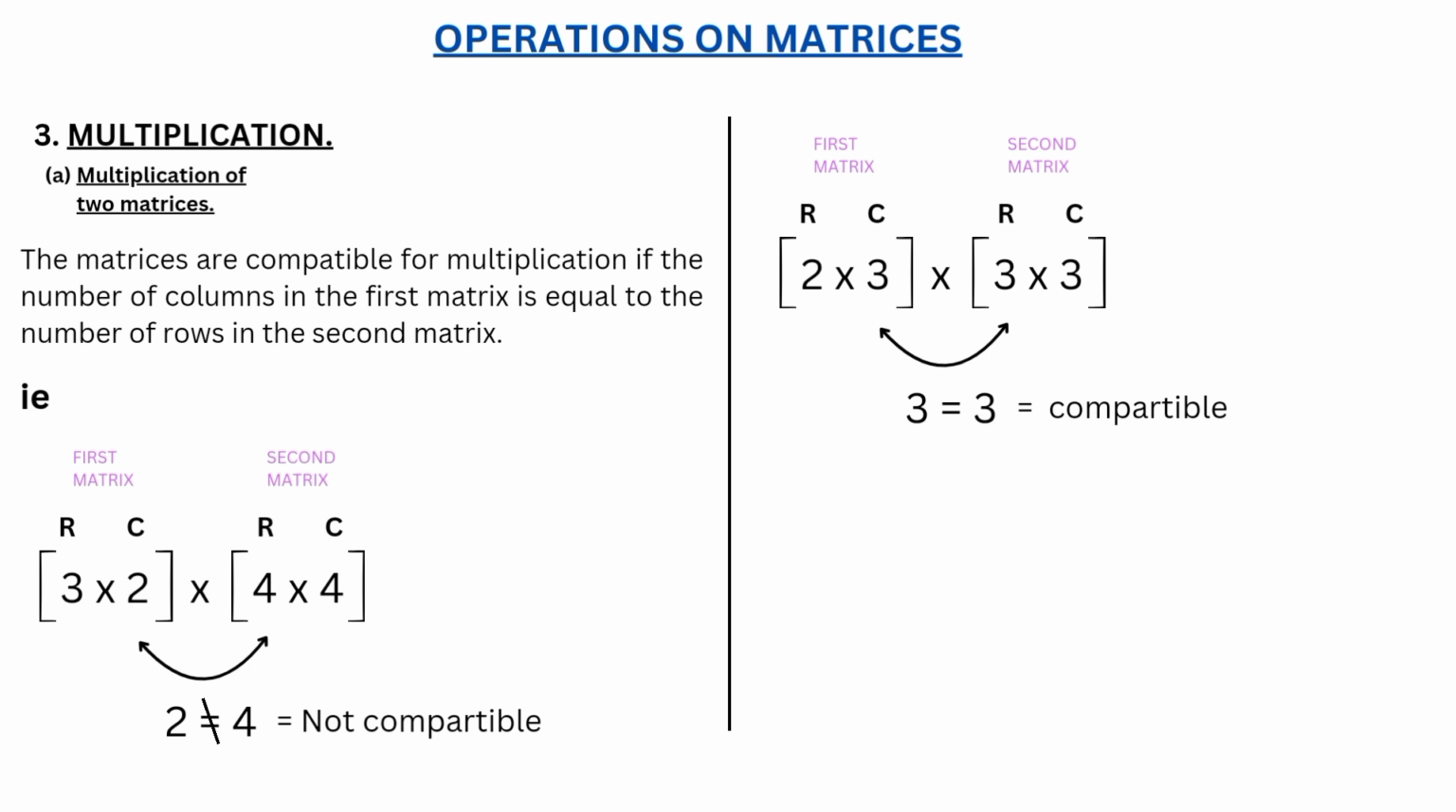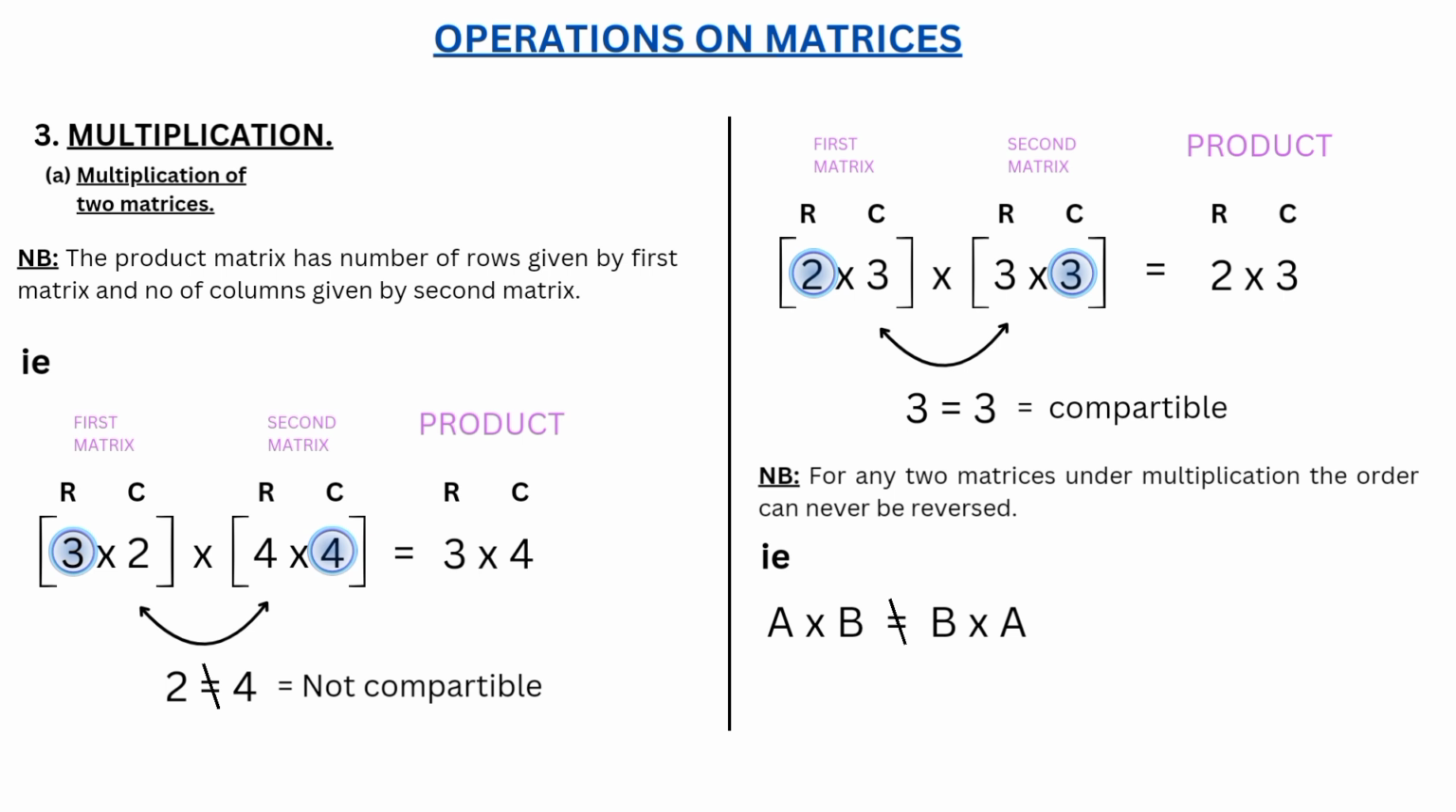So in this next example, our first matrix is a 2 by 3 matrix and our second matrix is a 3 by 3 matrix. So this is compatible since the columns in the first matrix equal the rows in the second matrix. The second step after determining if the matrices are compatible or not is to predict the product of the matrices after multiplying them. So the product matrix has the number of rows given by the first matrix and the number of columns given by the second matrix.